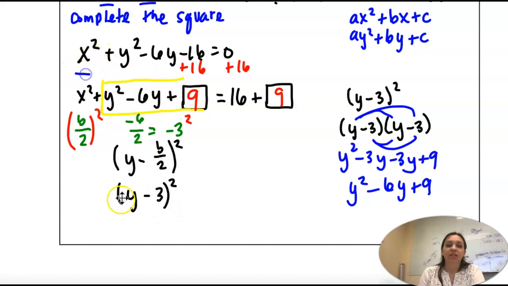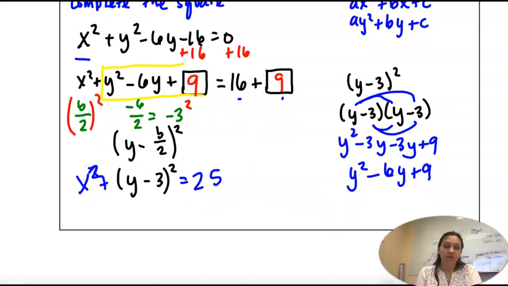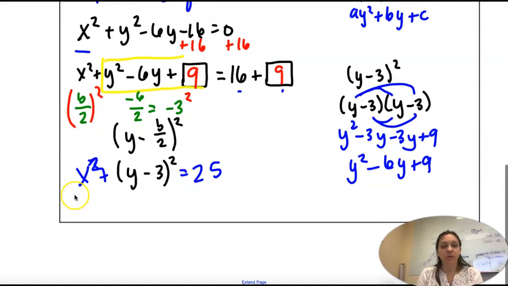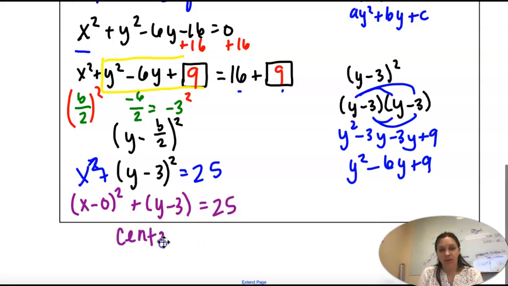Okay, so let's not forget we still have an x squared. And now, after the equal sign, we have 16 plus 9, which is 25. So this is standard form. It's kind of like our last one. There's a 0 by the x. So our center would be 0, 3. Remember, it's the opposite sign. And then, same as last time, our radius would be 5, because this is r squared. So we take the square root.